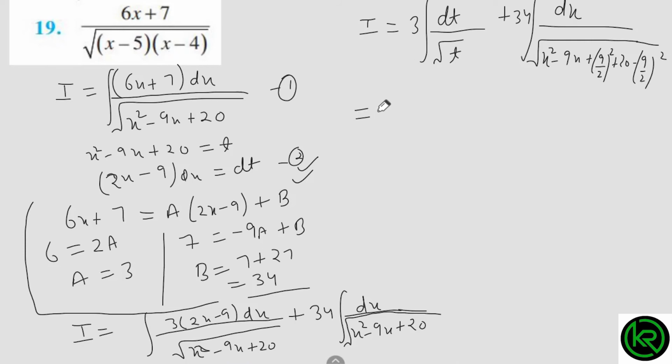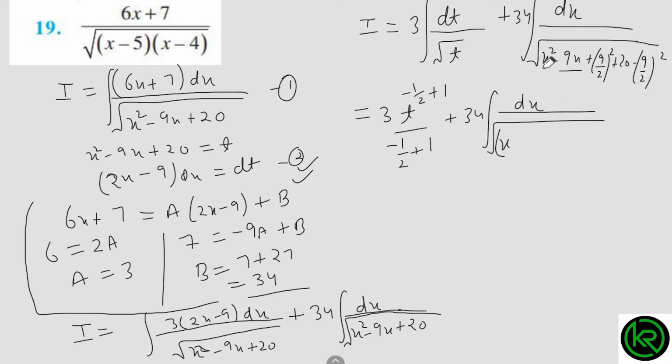So here students, we will get t to the power minus half plus 1 upon minus half plus 1, and here we will first complete the square. Its square will be x, here is minus, so a square minus 2ab plus b square, it will be a minus b whole square. And students, here you can see 4 2 ja 8, 20 minus 9 9 ja 81 by 4, 4 2 ja 8, 8 minus 81 by 4 is equal to minus 1 by 2 whole square, we can write.